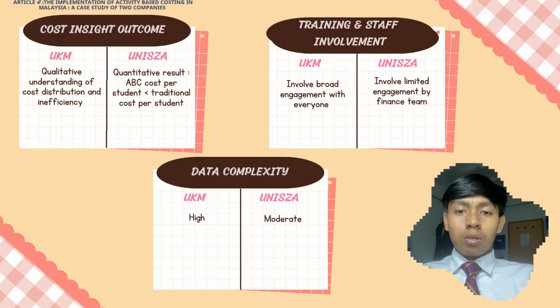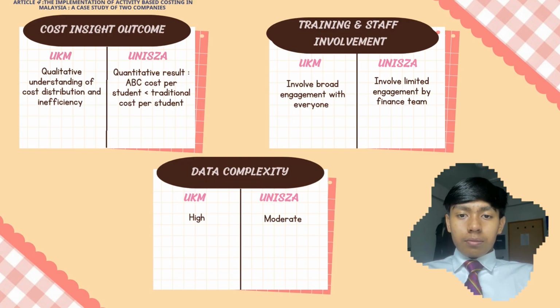Next, we will go to the cost insight outcome. At UKM, the ABC system helped reveal how costs were actually spread across academic programs and support services. It gave them a better understanding of which activities were consuming the most resources. This insight helped the management to identify inefficiency and make more informed budgeting decisions.